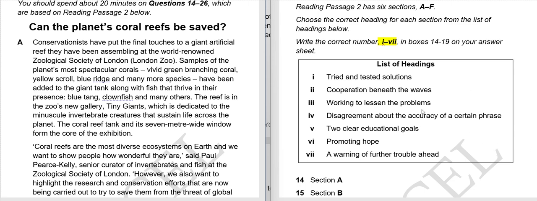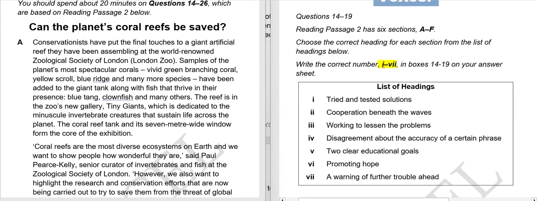For this type of question, we will read our list of headings first, because if we cannot understand the list of headings, there is no use of reading paragraphs. We will not be able to find the context. First option, tried and tested solutions. In whatever paragraph they are talking about tried and tested solutions, that will be our answer. So what are tried and tested solutions? Those solutions which had been tested in the past and proved to be successful.